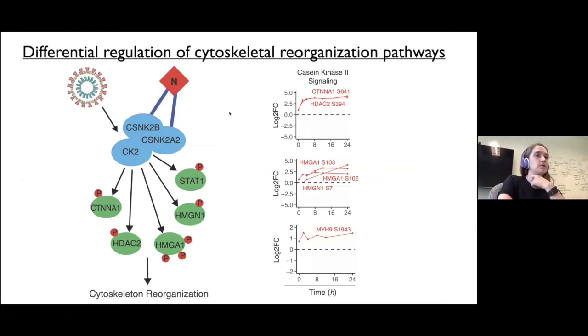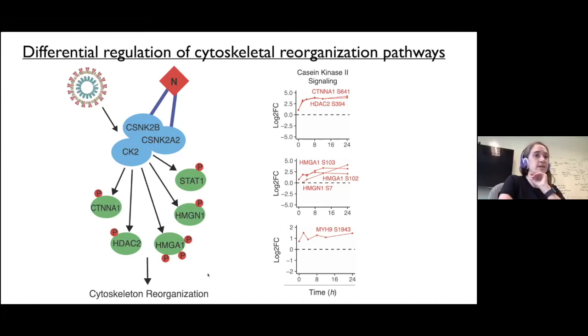This is really interesting to us because from our protein interaction map, we had observed that N protein from SARS-CoV-2 interacts with 2 different subunits of CK2. And from our phosphorylation mapping, we observed that several substrates downstream of CK2 have a dramatic increase in phosphorylation, as shown on the right here. Many of these substrates are known to participate in cytoskeletal reorganization.